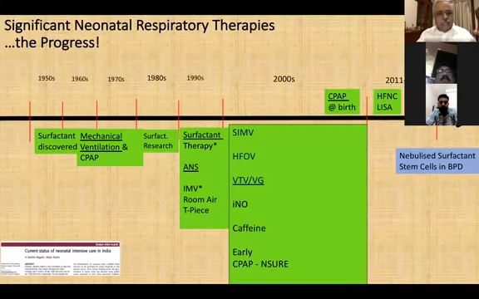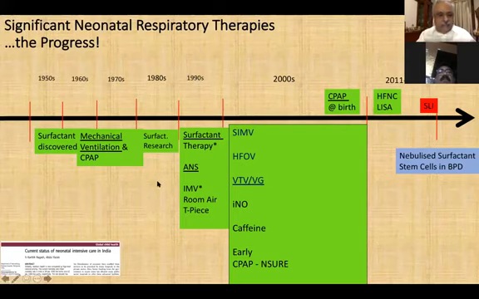Now, I've just tried to portray diagrammatically what has happened, for the youngsters who are young fellows in training in neonatology and pediatric trainees. It all started in the late 50s when surfactant was discovered by Professor Mary Ellen Avery. Subsequently, mechanical ventilation was probably the best thing that could have happened in the late 60s.